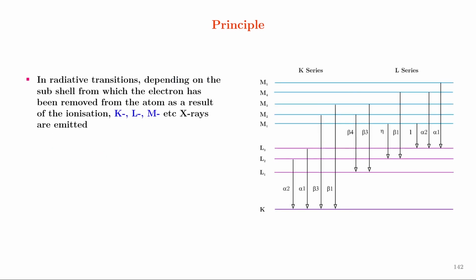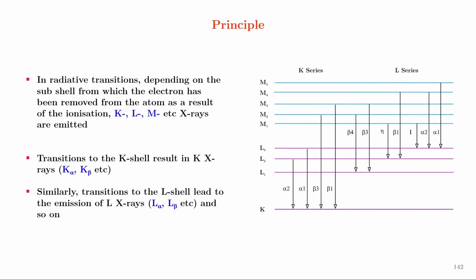In radiative transitions, depending on the subshell from which the electron has been removed from the atom as a result of the ionization, K, L, M, etc., X-rays are emitted. Transitions to the K shell result in the K X-rays, that is K alpha, K beta, etc. Similarly, transitions to the L shell lead to the emission of L X-rays, L alpha, L beta, etc., and so on.